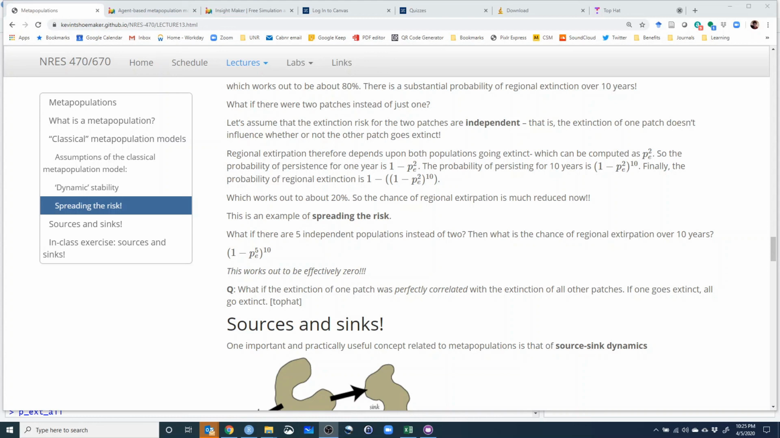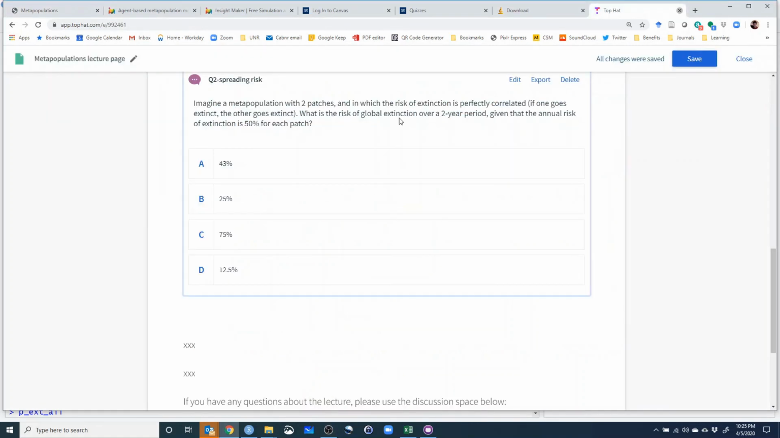What if the extinction of one patch was perfectly correlated with the extinction of all other patches in the landscape? That is, if one patch goes extinct, all the patches will go extinct, all right? And specifically, let's move to the top hat question. Imagine a metapopulation with 2 patches, and in which the risk of extinction is perfectly correlated. What is the risk of global extinction over a 2-year period, given that the annual risk of extinction is 50% for each patch? So if one patch goes extinct, the other patch goes extinct.